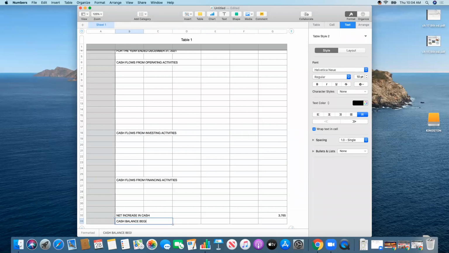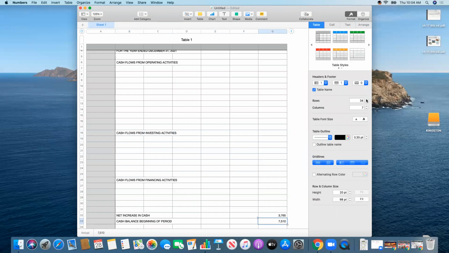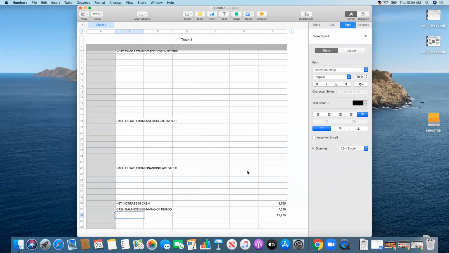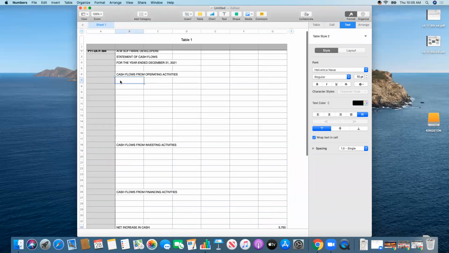Cash balance, beginning of period, 7510. Right, and that gives you the cash flow at the end of the period. So this is our number here. This is the most important number to us. Okay? Now, let's begin.